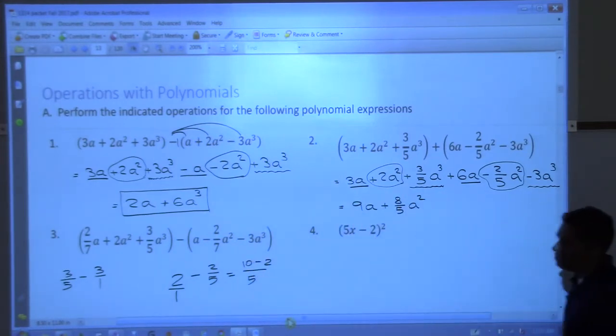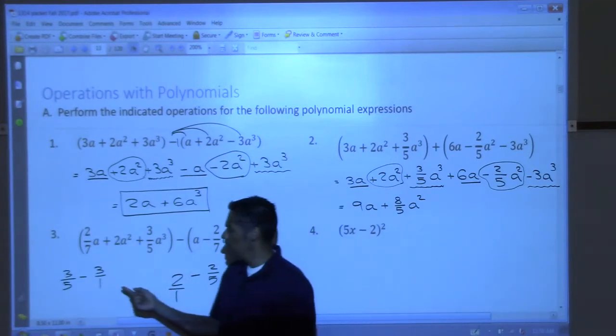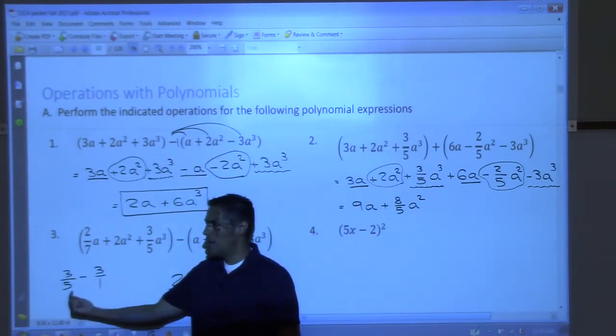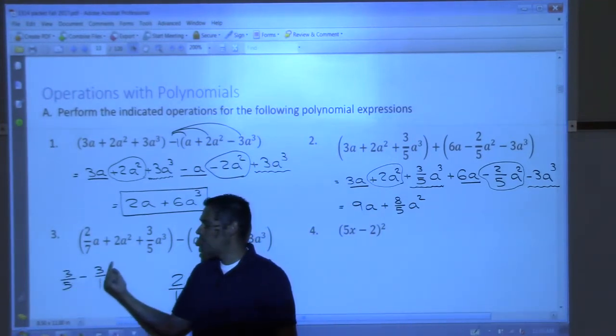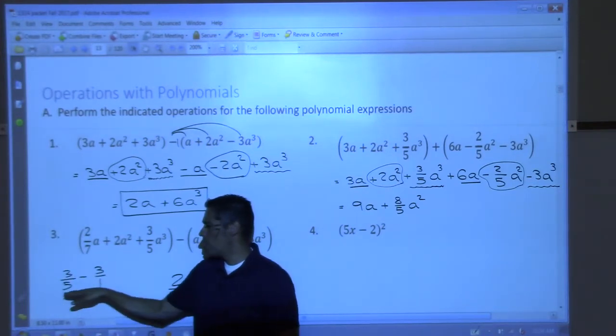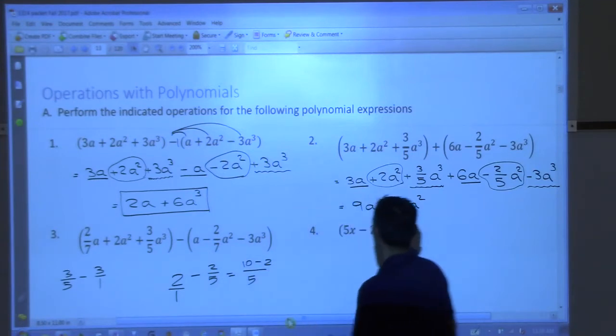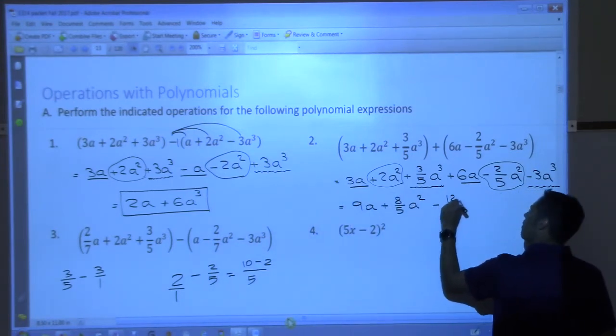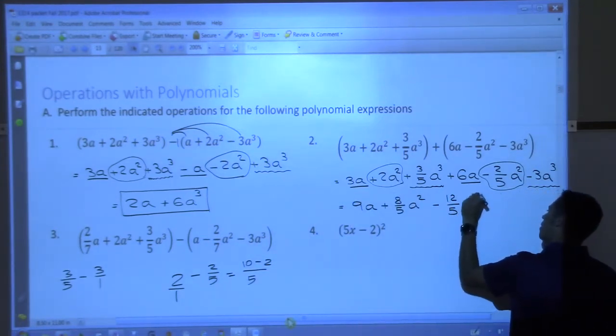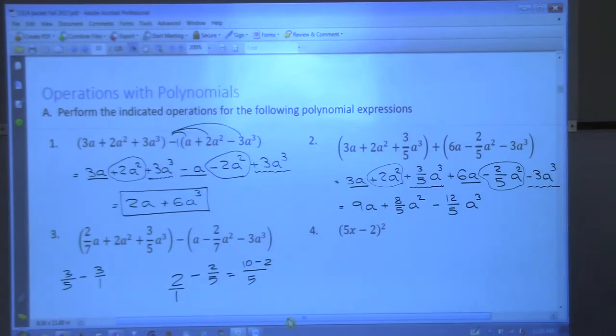So let's see. Let's try and do it in our heads this time. This is going to be 3 take away 15. 3 minus 15 is negative 12 over 5. Negative 12/5 a cubed. And that's it, right? We took care of everything?